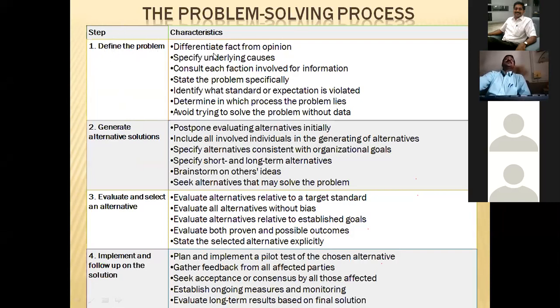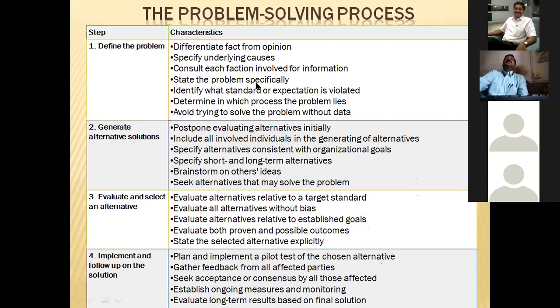There are some characteristics of the problem. What are the characteristics? Differentiate facts from opinion. The problem has different facts, and the problem has different opinions. Specify underlying causes. What are the causes or reasons? Consider each faction involved for information. We have to consider all the facts with particular information.